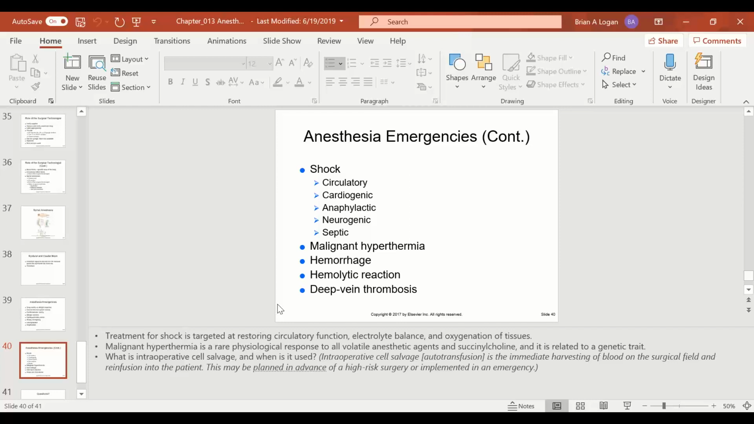The number one thing to do in a hemolytic reaction for a blood transfusion, the very first thing that you have to do, is stop the transfusion. Stop giving them that foreign blood.